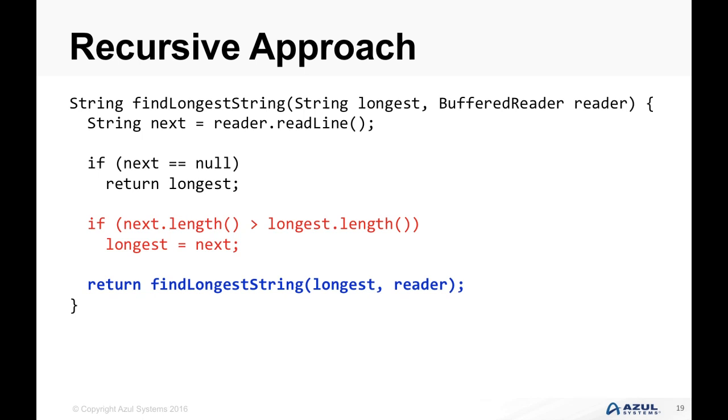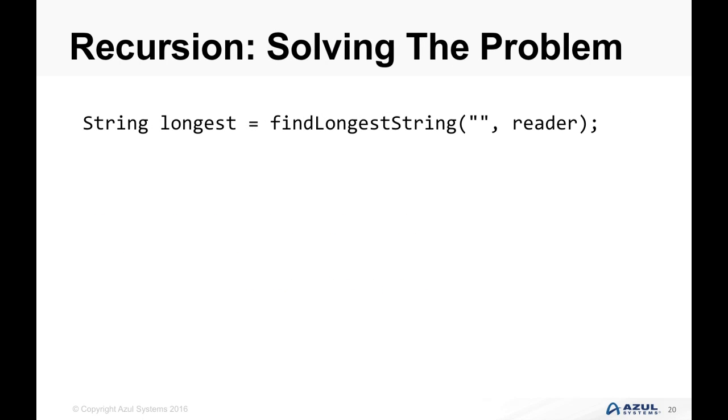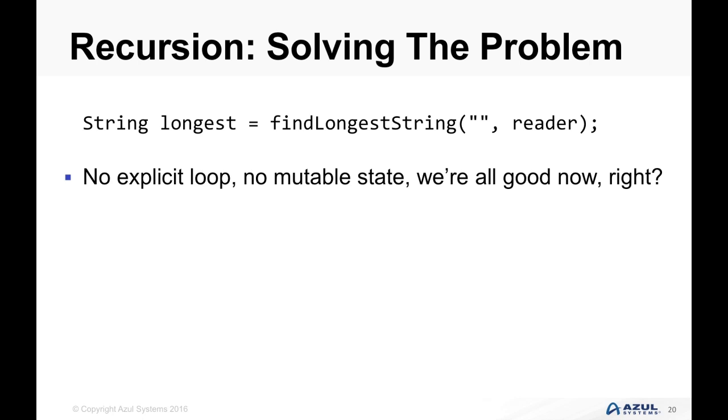So again, I thought, right, so if we use that, nice simple way of using it, we simply say, find longest string, pass in an empty string, pass in the buffered reader so that we can get our strings and we get our result. So again, I thought, right, no explicit loop, no mutable state. We're all good, finished. Don't need streams. We can do it without streams. We can make this parallel.